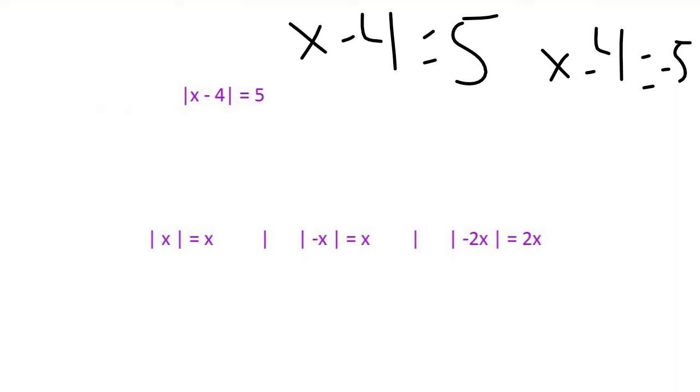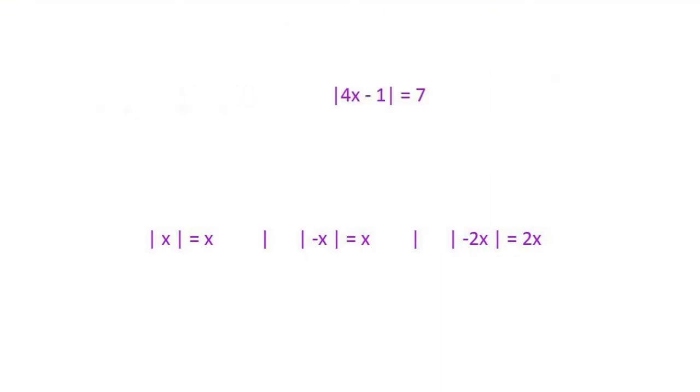So looking at this first one, x minus 4 is equal to 5, we just add 4 to both sides and we get x is equal to 9. Alright, now second equation, x minus 4 is equal to -5. You add 4 to both sides and you get x is equal to -1. So your answer for this problem would be x is equal to -1 or 9.